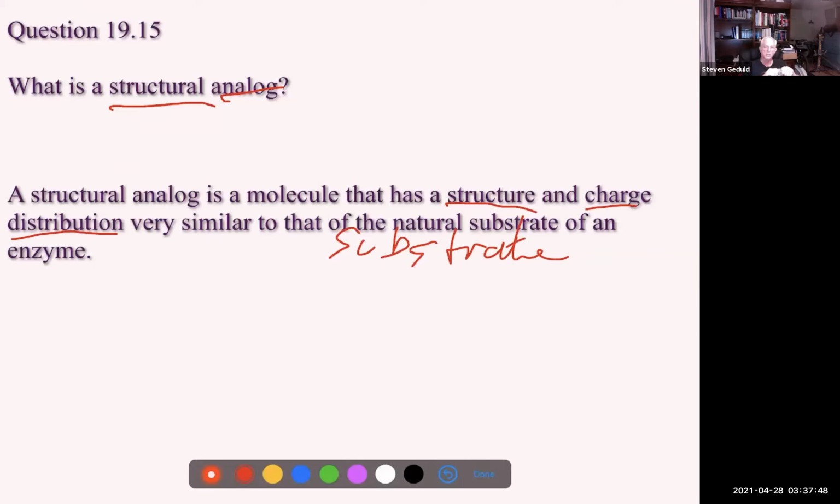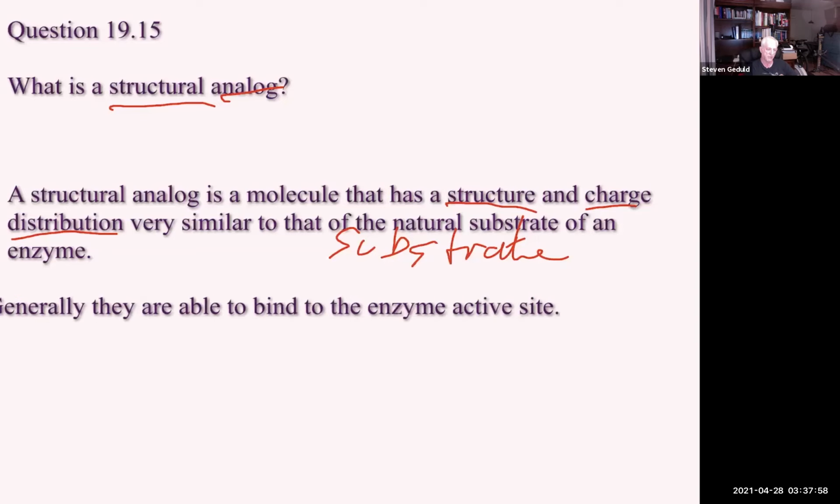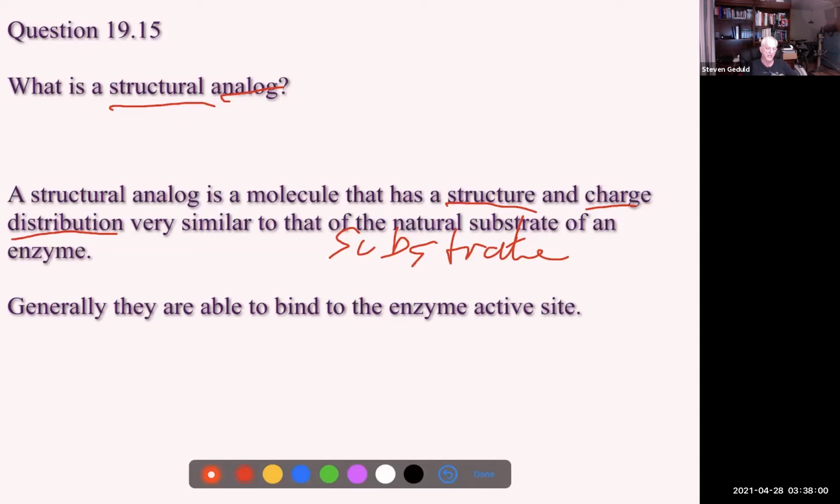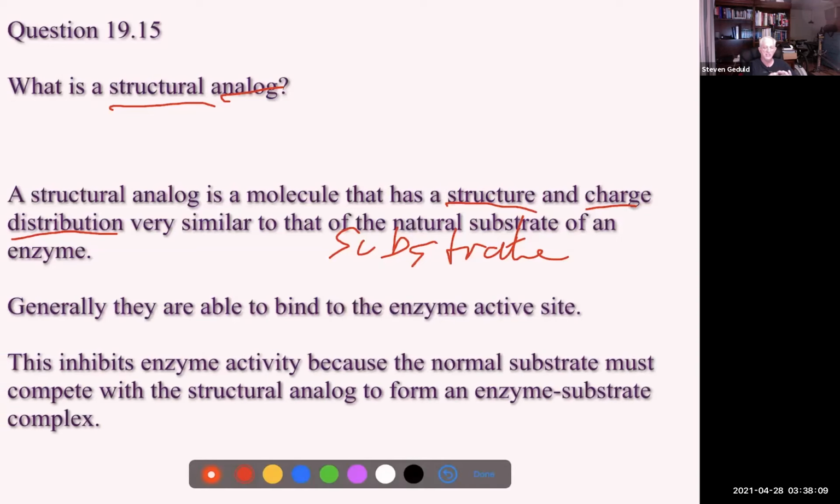That's a structural analog. It is very similar or has a similar portion of the molecule that is very close to the original substrate. Generally able to bind to the enzyme's active site in place of the substrate. This inhibits enzyme activity because the normal substrate must compete with the structural analog to form the enzyme substrate complex.